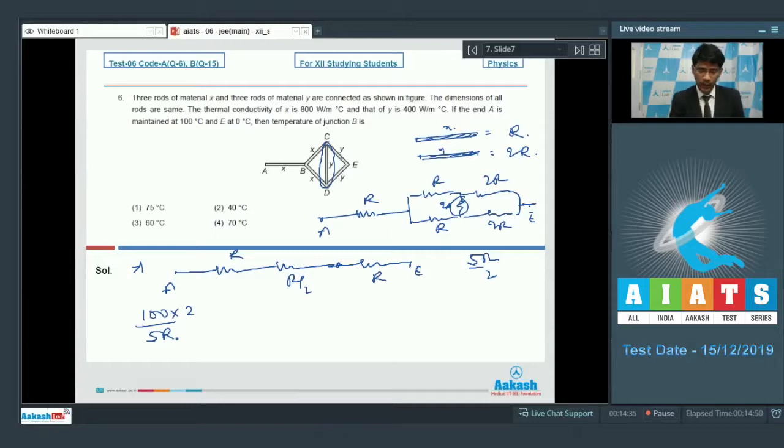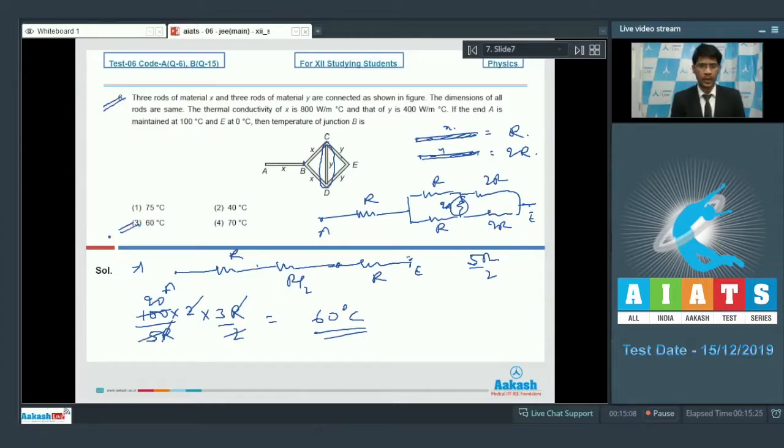Now we need to find the temperature of junction B. This is the junction B here. So this point at 0 degrees Celsius, and from here to here the resistance being how much? It is 3R by 2. So simply multiplying this part by 3R by 2 will be getting the temperature of this junction B. So here it is. This will cancel out. It's coming out to be 60 degrees Celsius. So looking onto the options, here we are getting option 3 as the correct answer.